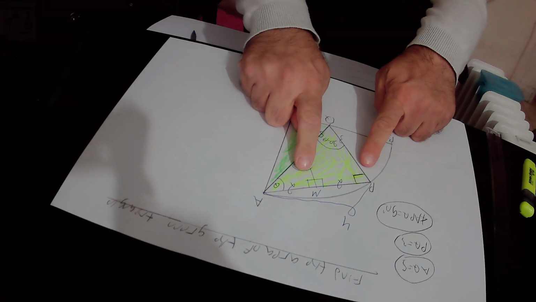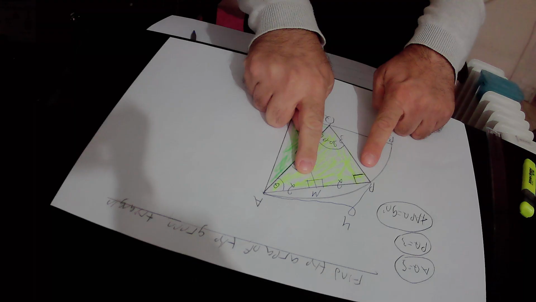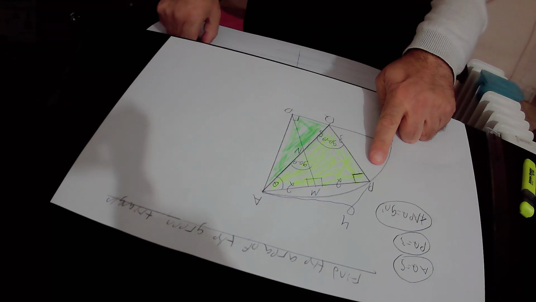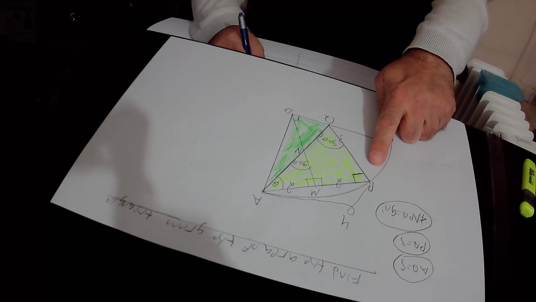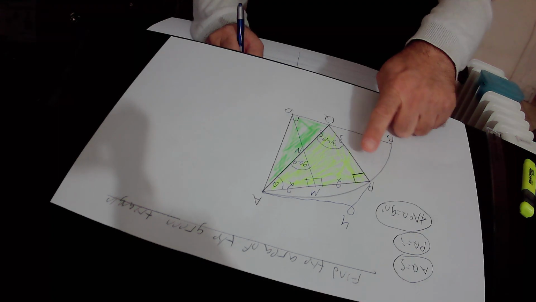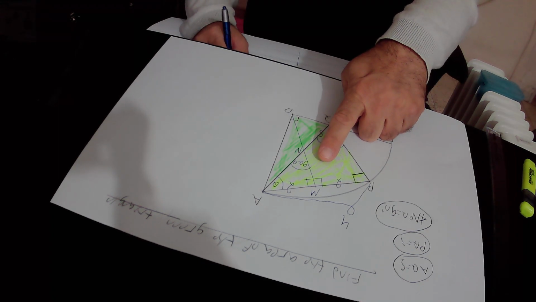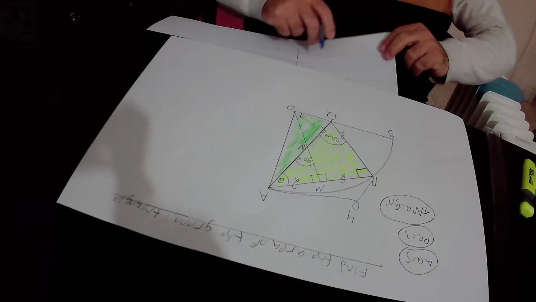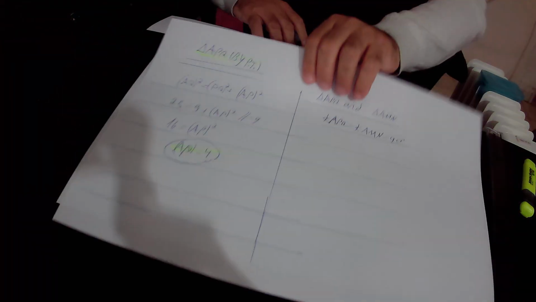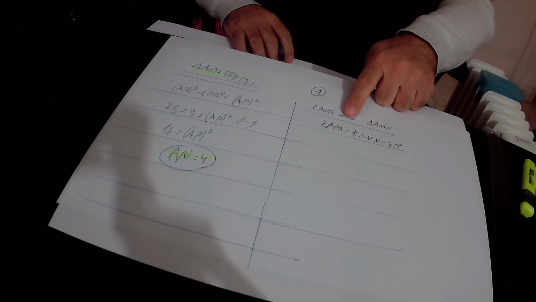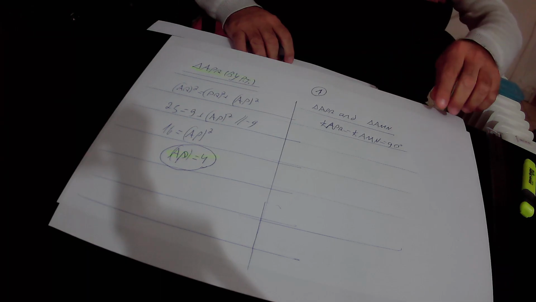First of all, those two angles are both equal to 90 degrees, therefore they are equal to each other. So angle APQ in the big triangle is equal to angle AMN in the small triangle. They are both equal to 90 degrees, therefore they are equal to each other. I repeat again: angle APQ equals angle AMN.